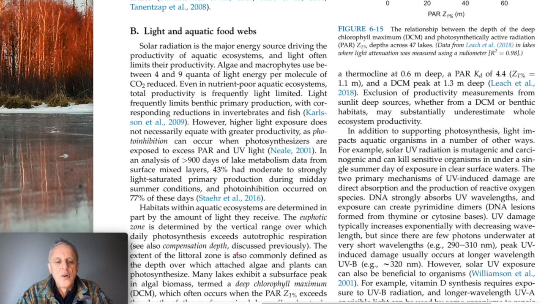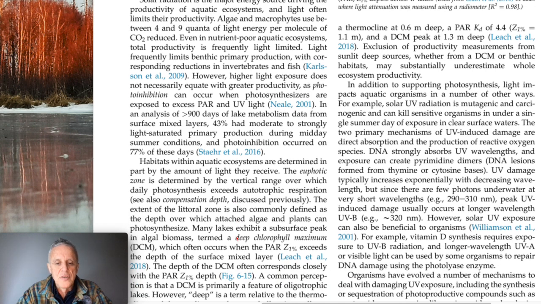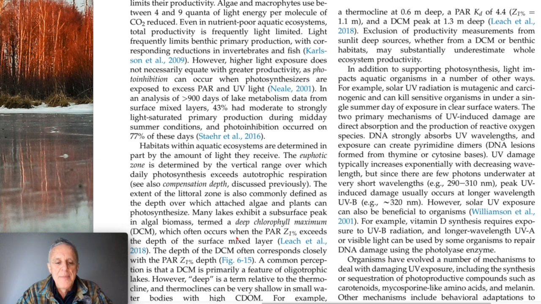In analysis of more than 900 days of lake metabolism data from surface mixed layers, 43% had moderate to strongly light-saturated primary production during midday summer conditions, and photoinhibition occurred on 77% of these days. Habitat within aquatic ecosystems is determined in part by the amount of light they receive.